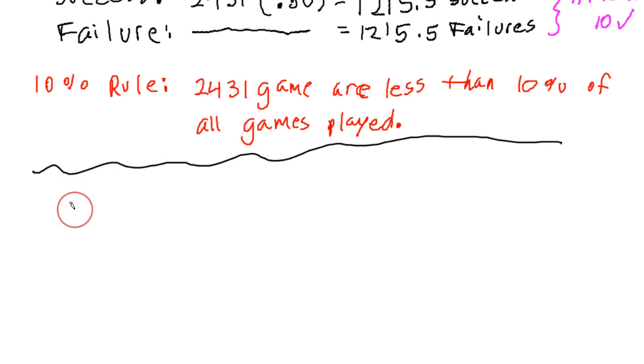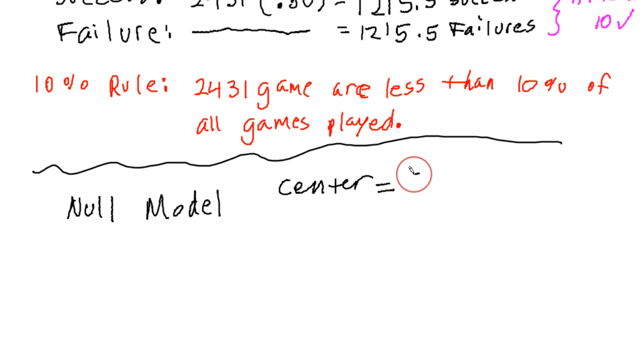So now that means we can build what's called the null model. If I look at my null model, the idea of the null model is that we're going to have the center located at 50% because that was our null hypothesis.